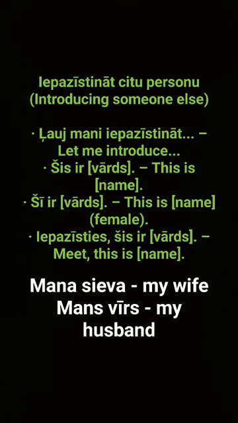Šis ir mana sieva, vai šis ir Līga. This is Līga. If I'm presenting someone, I don't have to say this is my wife. I can say ļauj mani iepazīstināt manu sievu, but I can say also, let me present this person to you. Ļauj mani iepazīstināt šo personu tev. Šis ir Līga. Šis ir Marks. Šis ir Vita. So you just put the name.